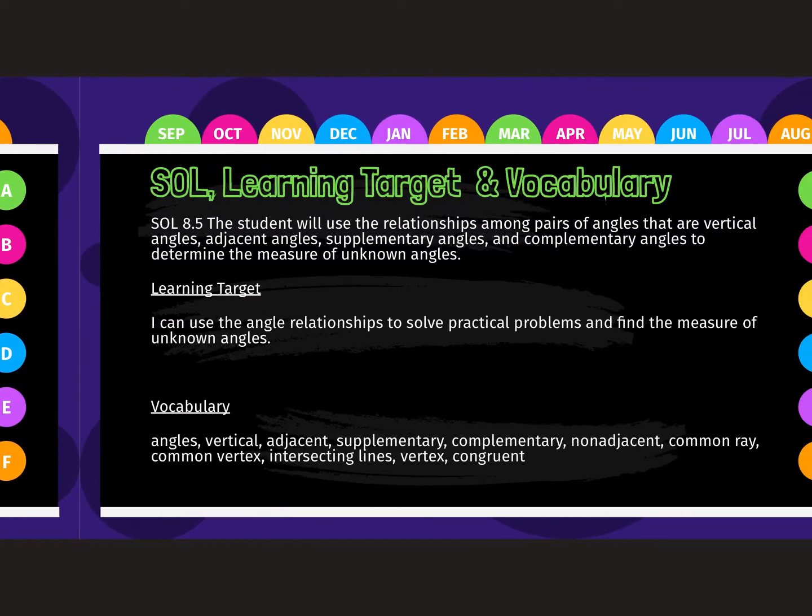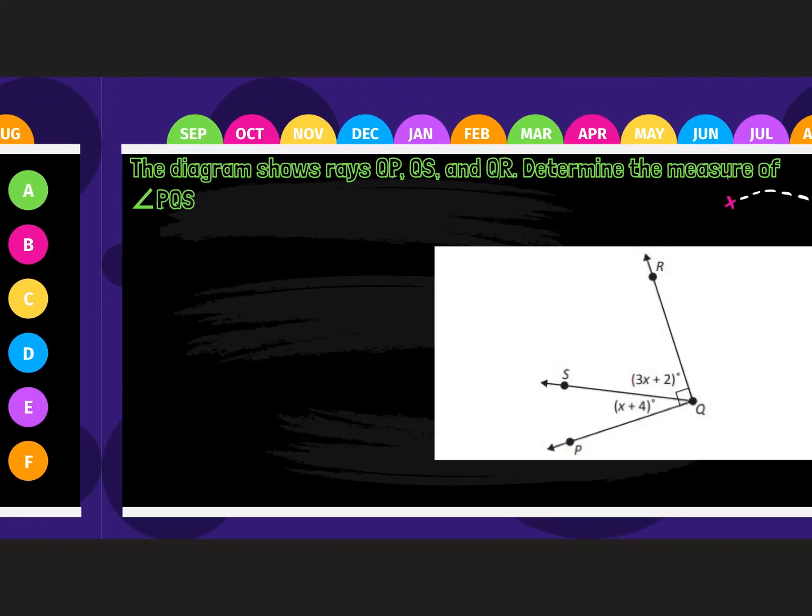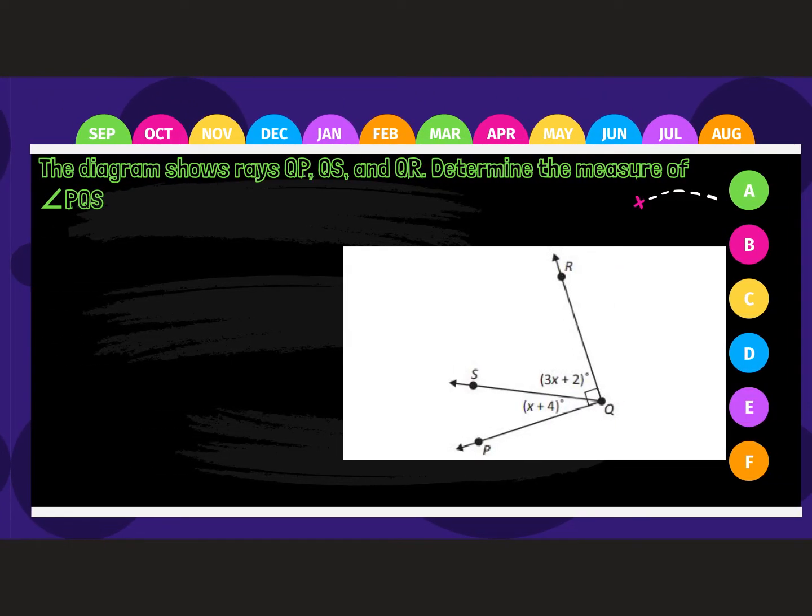All right, so this is still SOL 8.5. The student will use the relationships among pairs of angles that are vertical, adjacent, supplementary, and complementary to determine the measure of unknown angles. Our learning target: I can use angle relationships to solve practical problems and find the measure of unknown angles. All right, so let's go ahead and get started.